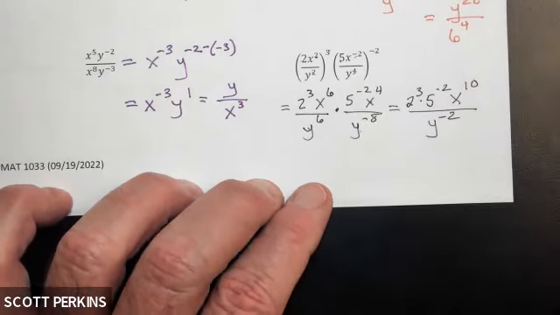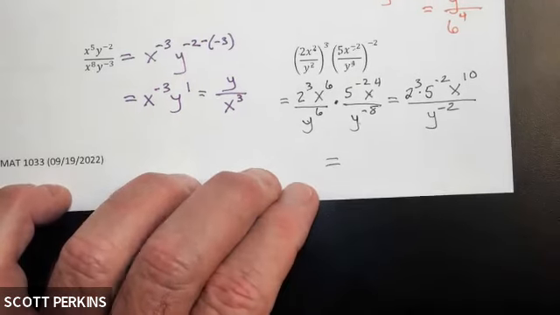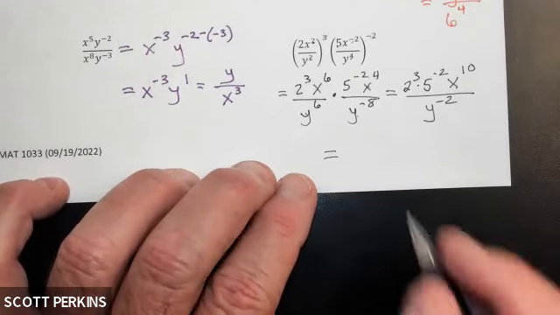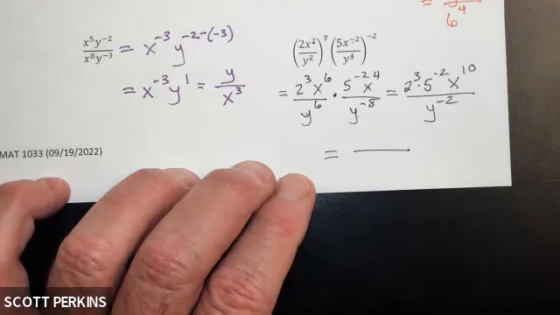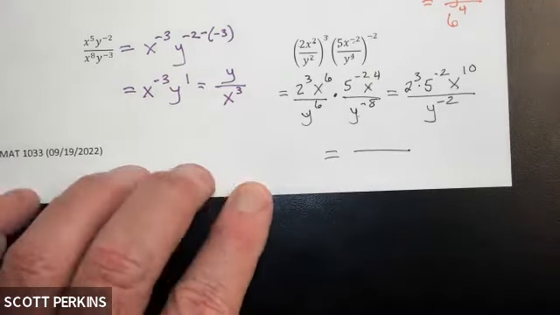So then the very last thing for this problem, and then you'll be done with it, is you have stuff that has negative exponents and stuff with positive exponents. Put everything where it belongs.